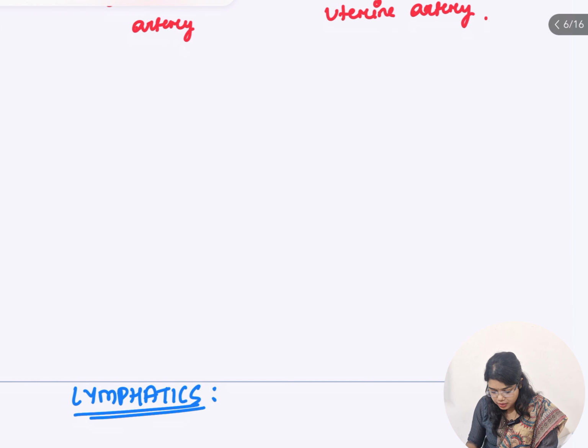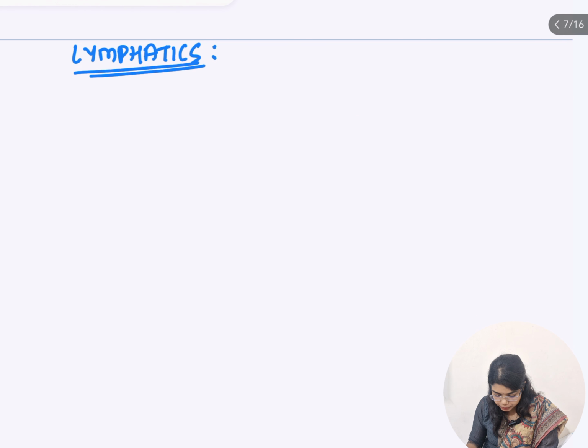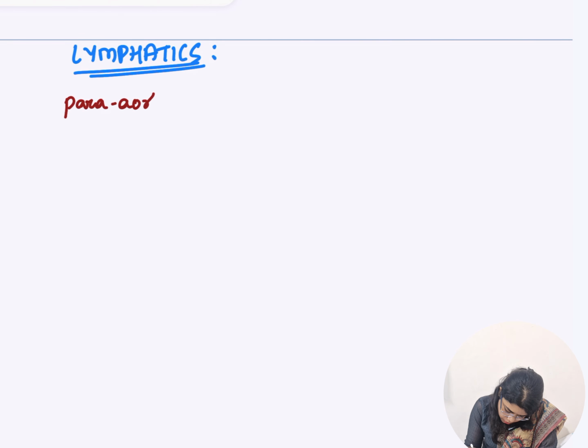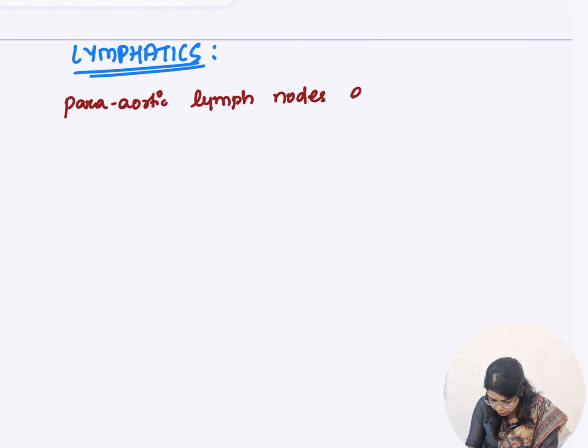Then next, coming to the lymphatic drainage, you have to remember that it is the para-aortic lymph nodes. Para-aortic lymph nodes drain the fallopian tube.